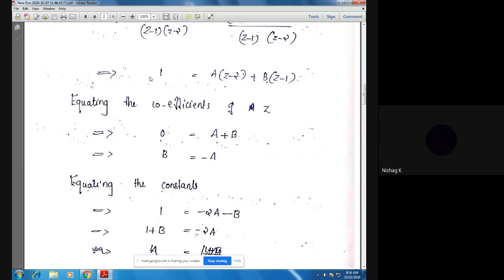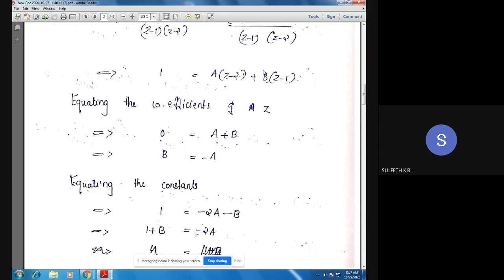Okay. We get the equation as 1 is equal to A into (Z minus 2) plus B into (Z minus 1). Then we have the task that we have to find the values of A and B. You can solve in any method. The easy method is equating the coefficient of Z and equating the constant terms, and we will get the answer easily.